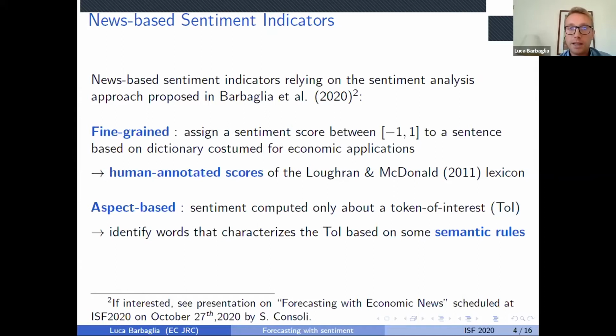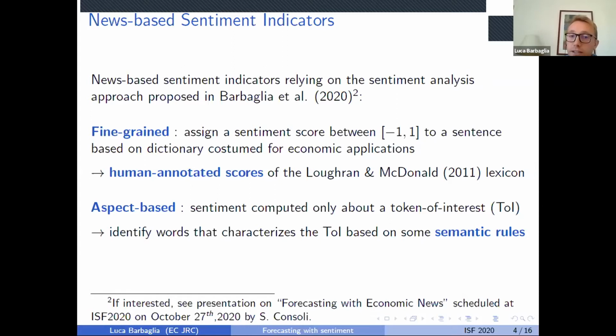And then we have the third data set that we consider, which are news-based sentiment indicators. We build these indicators following the procedure that we present in another paper, which is forecasting with economic news, that was also presented by my colleague Sergio Consoli here at the ISF. So if you are interested in having more information about the algorithm, please check out his presentation on YouTube. I will now outline very briefly how our algorithm works.